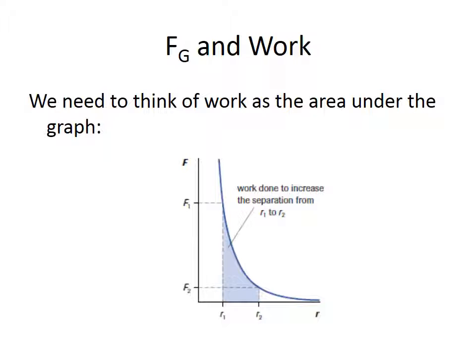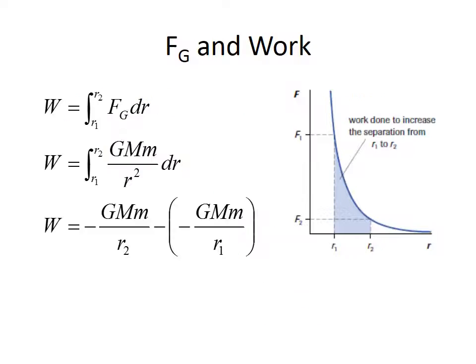So we're going to think of the work done as the area under the graph. How do we find the area under the curve? This is why Sir Isaac Newton invented integral calculus, to find the area under curves. We're going to do a little integral calculus here to derive the formula for universal gravitational potential energy. You don't have to know the derivation, but you should know where it comes from, the area under this curve.